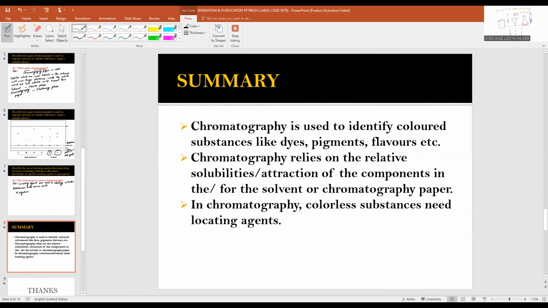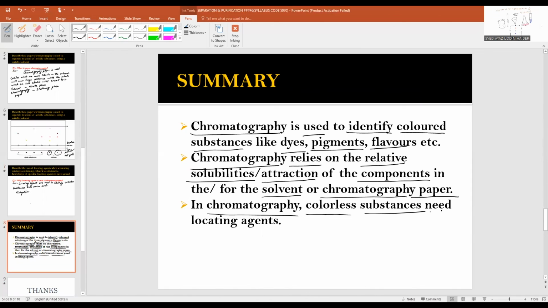In summary, chromatography is used to identify colored substances like dyes, pigments, flavors, etc. Chromatography relies on the relative solubilities, attraction of the components for the solvent or chromatography paper. In chromatography, colorless substances need locating agents.